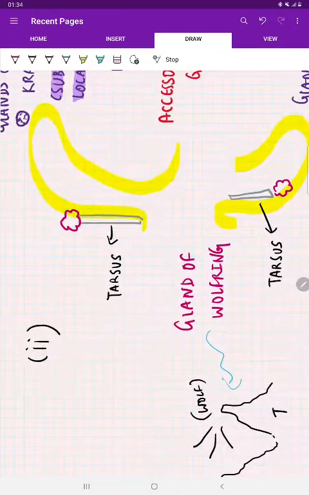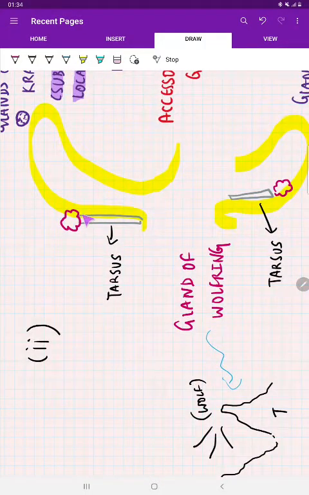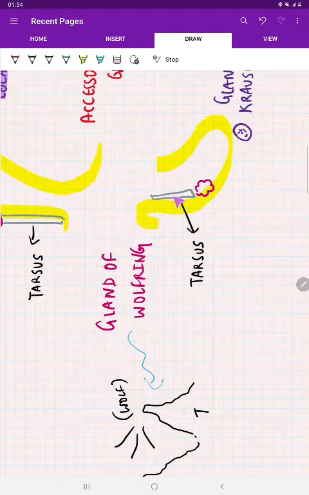Where is on and below? If it is the superior palpebra, that is the upper eyelid, it is present on the tarsal plate. If it is the lower eyelid, it is present below the tarsal plate. This is called the gland of Wolfring. It is present there.